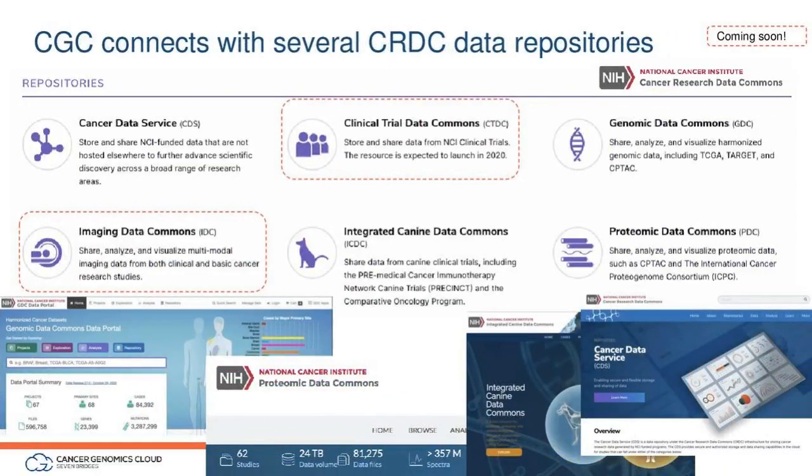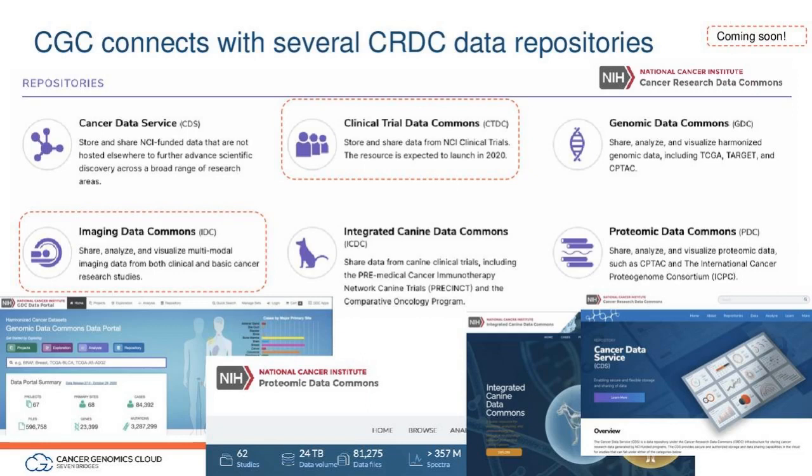And CGC connects with several Cancer Research Data Commons, that's the CRDC data repositories. I want to highlight that we have data from the Genomic Data Commons. So TCGA, TARGET, and CPTAC come from the Genomic Data Commons. And then, like I mentioned, CPTAC is the proteomic data, which is the mass spectrometry data from large consortia. And then we have the ICDC, which is the Integrated Canine Data Commons. It's a cloud repository of canine cancers. So the goal is you should be able to do comparative analysis on human cancers with canine cancers. So that data is made available.